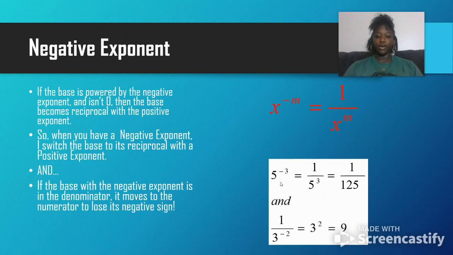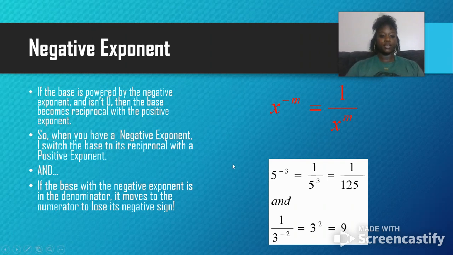Some may not know, but there is an understood 1 that makes a fraction under 5 to the negative third power, so it reads 5 to the negative third power over 1. We will find the reciprocal, which means to flip, to make a positive exponent, which will turn into 1 over 5 to the third power, which equals 1 over 125.